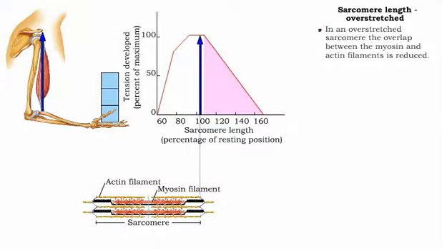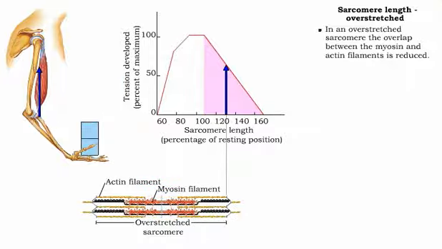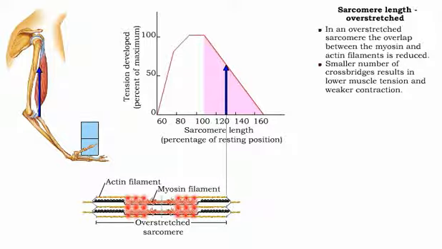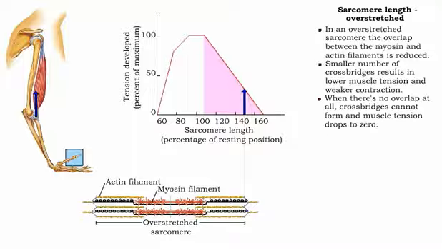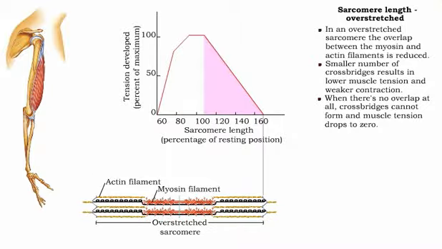When the sarcomere is stretched beyond the ideal length, there is less overlap between the myosin and actin filaments. As a result, crossbridge formation is substantially diminished, muscle tension decreases, and contraction weakens. In the extreme case, when a sarcomere is stretched to the point where no overlap exists, crossbridges cannot form, and muscle tension drops to zero.